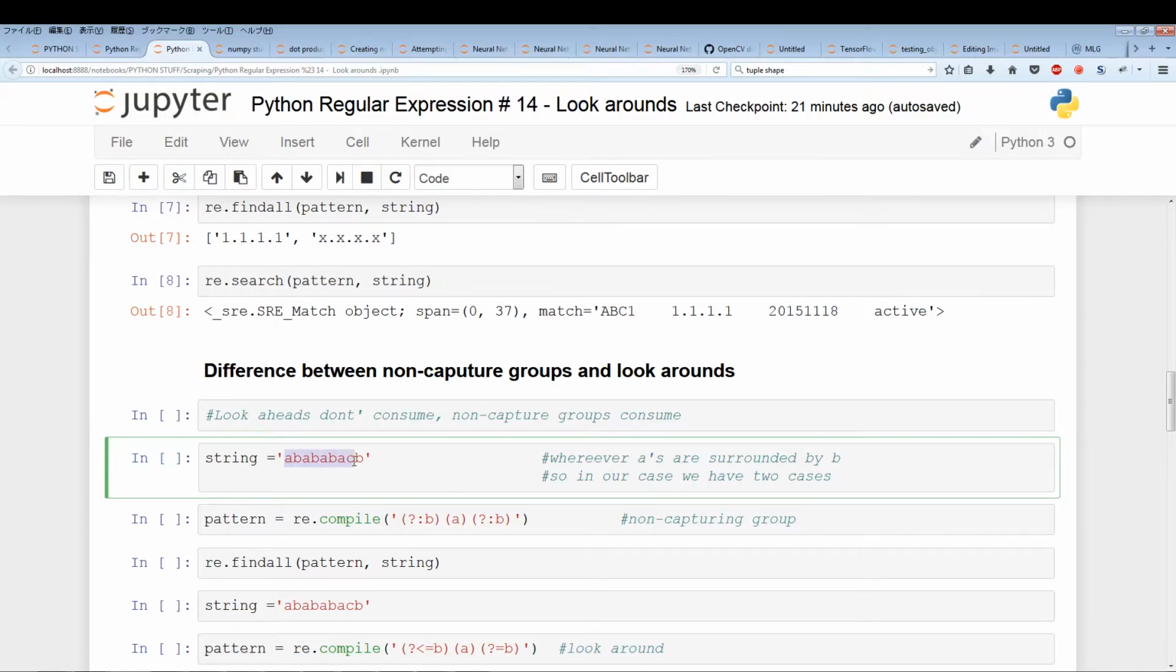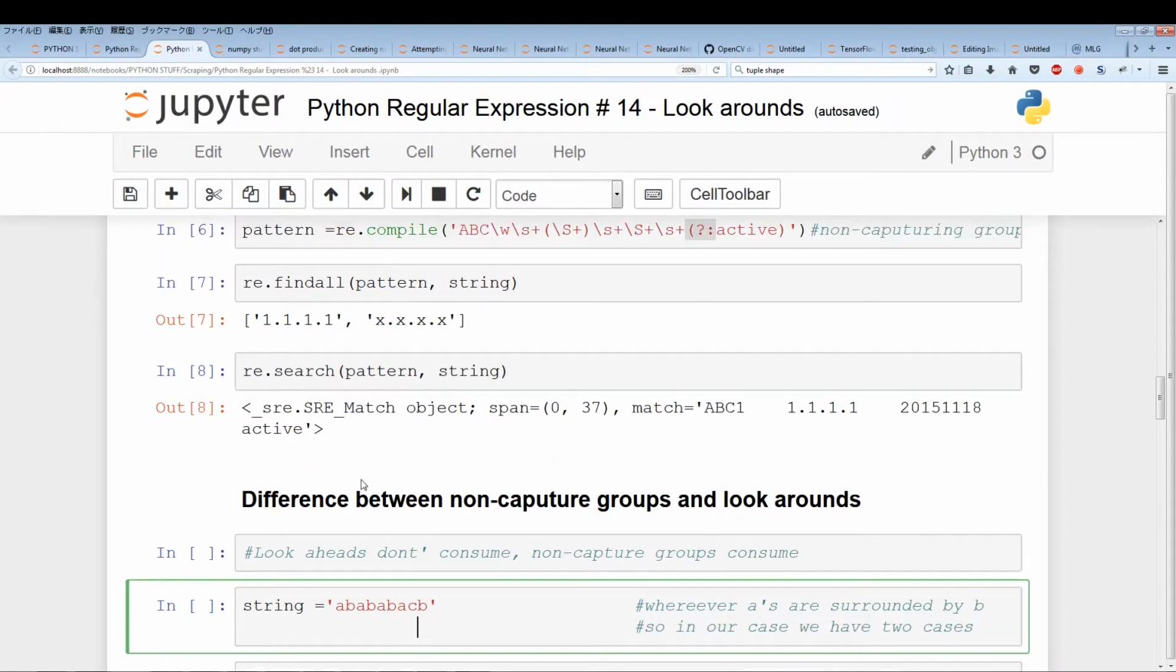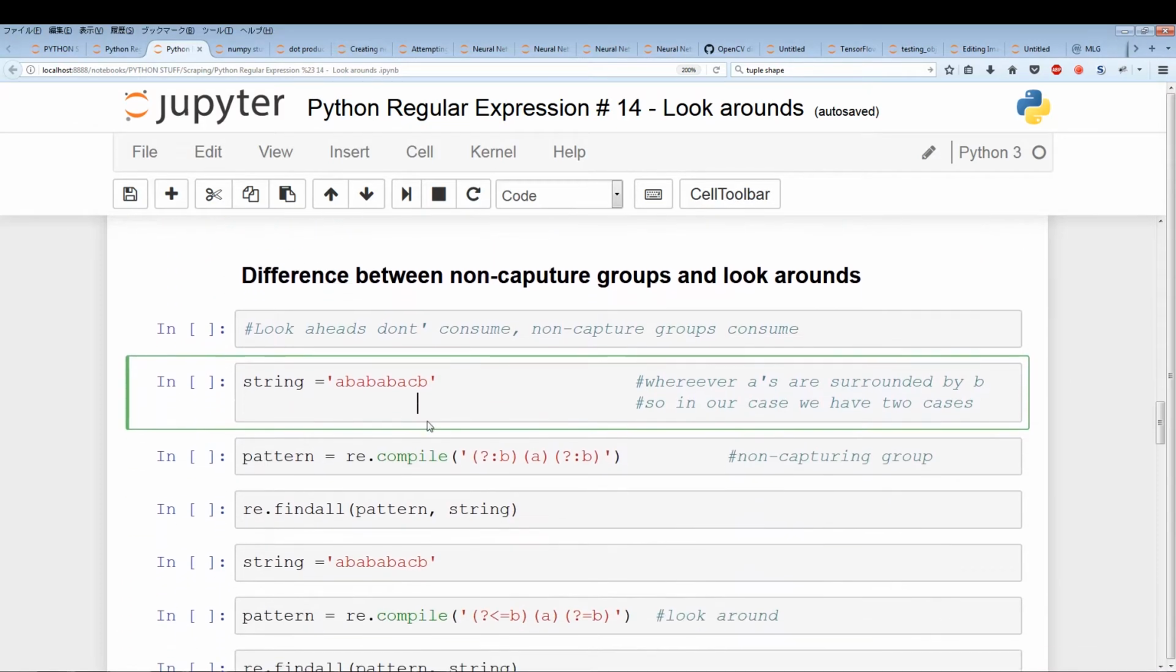So this is AB, AB, AB, ACB. Okay, so we want to pull out wherever A's are surrounded by B's. In our case, there's two cases. Let me just make this bigger, just in case. For those on cell phones, this should help.